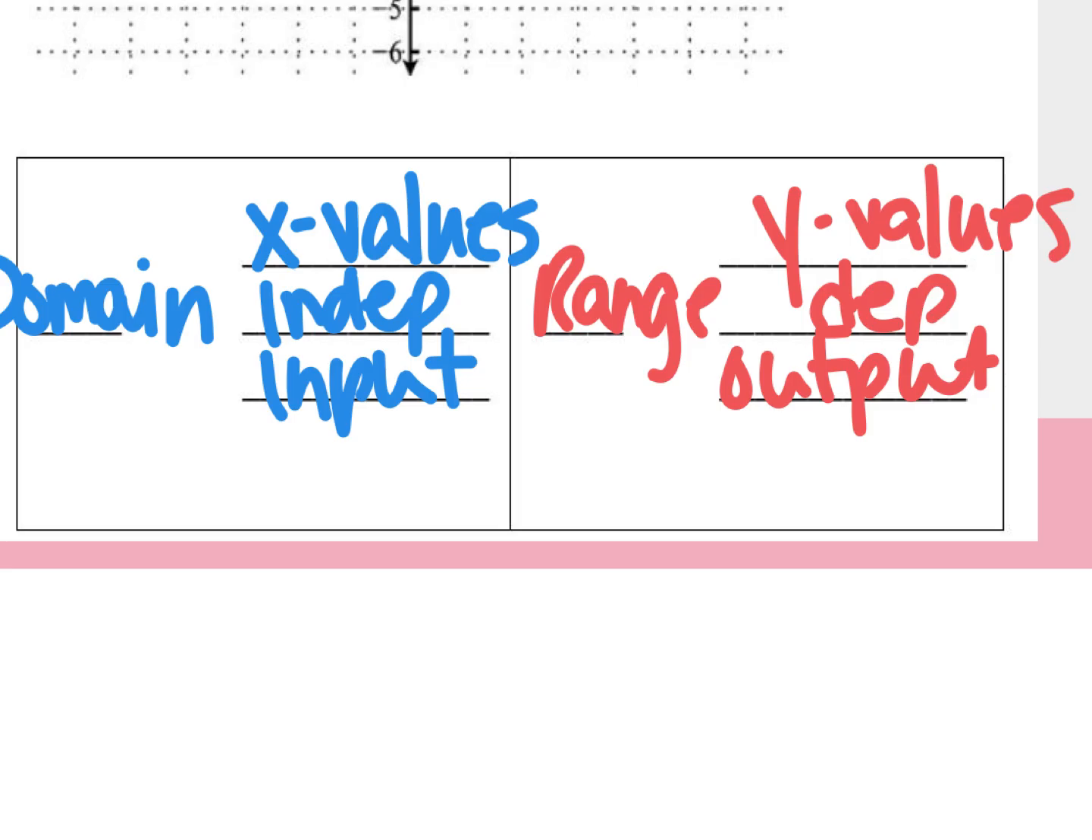So things I want you to know about domain. Domain refers to the x values of whatever we're talking about. Other words that are synonyms, right? Synonyms are words that mean the same thing, right? Independent. You should have remembered that from science, right? The independent variable is always on the x-axis. And input, we talked about that one when we were doing function notation. Range refers to the y values, the dependent variable, and the output.